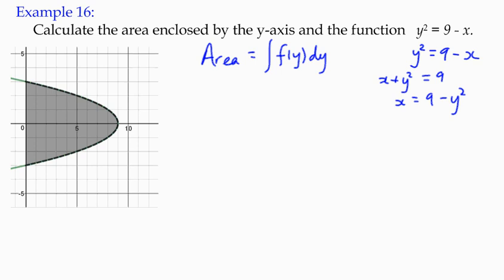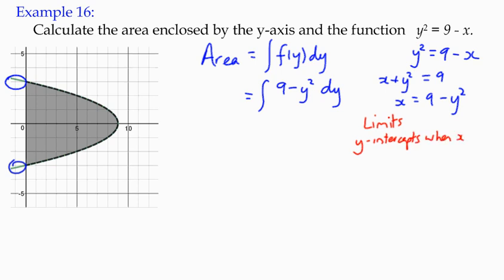What we then want to do, so we've got area is the integral of 9 minus y squared dy. We have to work out our upper and lower bounds here, these two points here. In other words, the y-intercepts of the function. So we want to find our limits, which, in other words, are the y-intercepts when x equals 0. Always good to remember that y-intercepts occur when the x value is 0, x-intercepts occur when y equals 0.